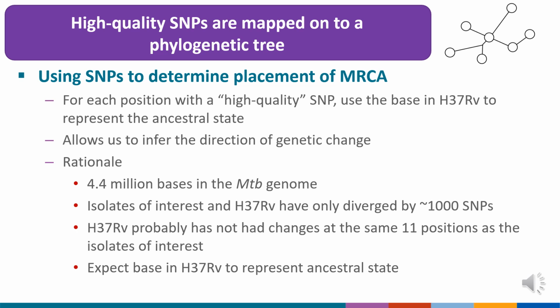The rationale for this is, if we consider that there's 4.4 million bases in the Mtb genome, and our isolates of interest and H37Rv have only diverged by about 1,000 SNPs, then we can reason that H37Rv probably has not had base pair changes at any of these same 11 positions that we identified in these 3 isolates of interest. Therefore, we can expect that the base in H37Rv at these 11 positions represents the ancestral state at that position.